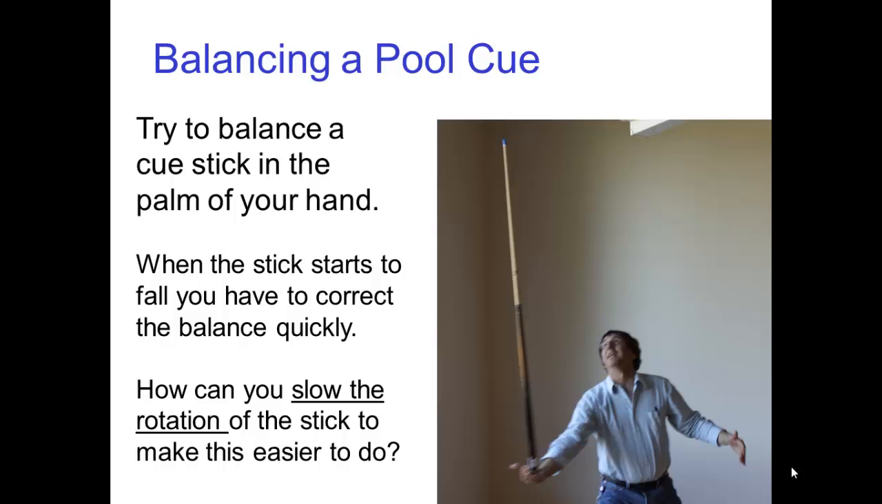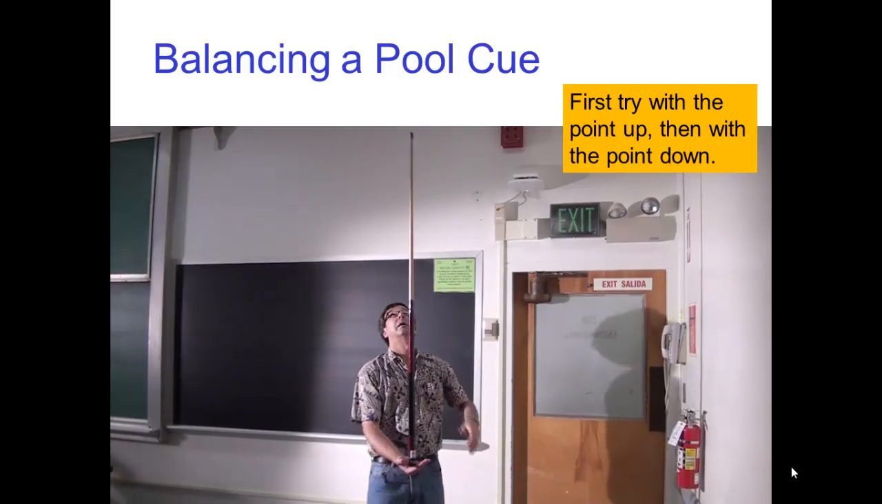Here's a related demonstration. Try to balance a cue stick in the palm of your hand. When the stick starts to fall, you have to correct the balance quickly. So how can you slow the rotation of the stick to make this easier to do? Well, let's watch and see.